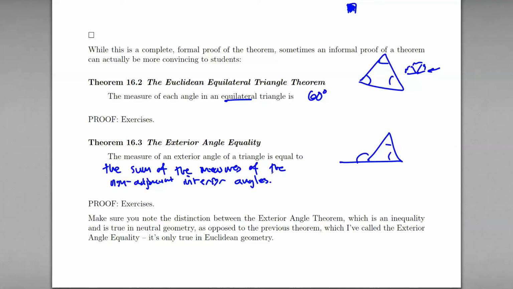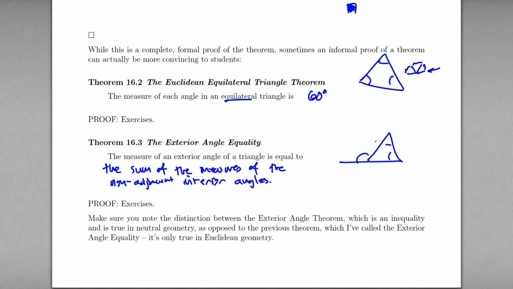Excellent. So this theorem would imply the exterior angle inequality. We have here that the exterior angle is equal to the sum of the measures of the interior angles that are non-adjacent. So if we were to subtract one of those away from that side, then of course this is larger than that. The exterior angle inequality says that the exterior angle is larger than the non-adjacent interior angles.